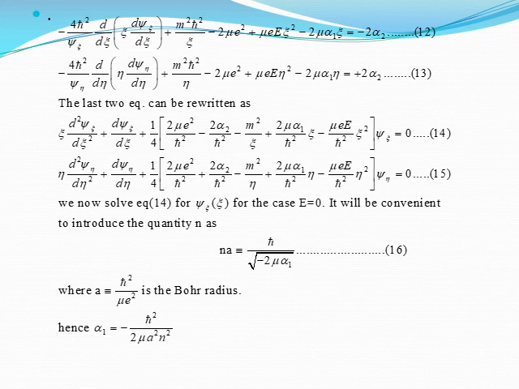The last two equations can be rewritten as ξ d²ψ/dξ² + dψ/dξ + (1/4) [ (2μe²/ħ² − 2α₂/ħ² − m²/ξ) + 2μα₁ ξ/ħ² − μeE ξ²/ħ² ] ψ = 0. Equation 14.